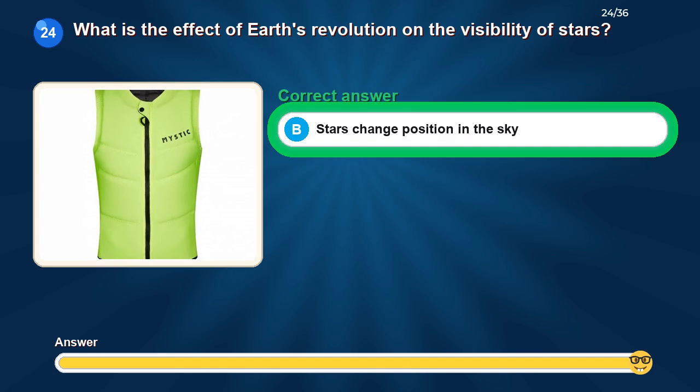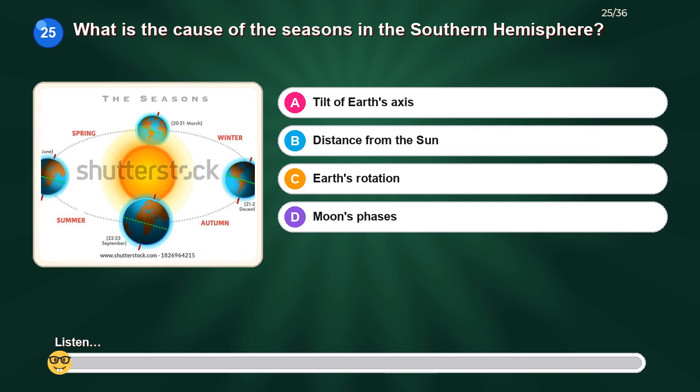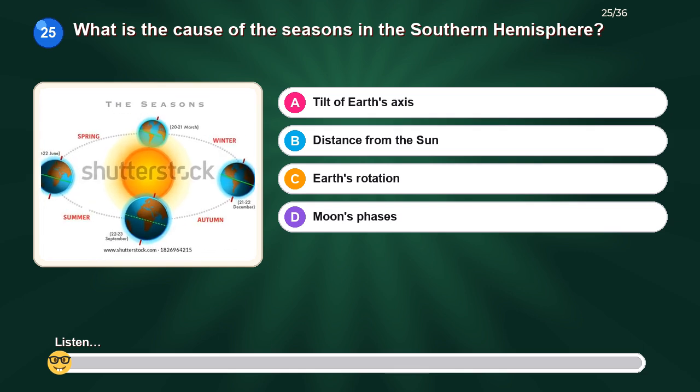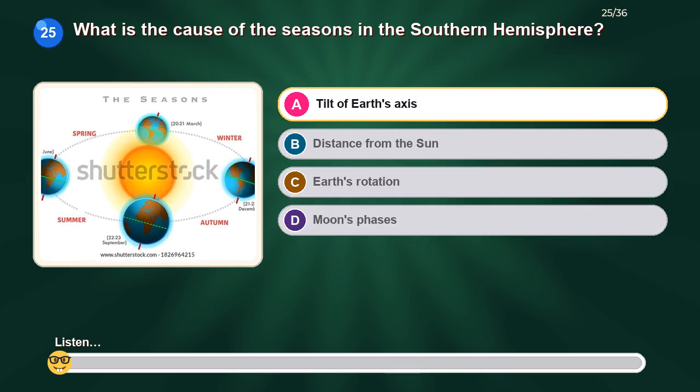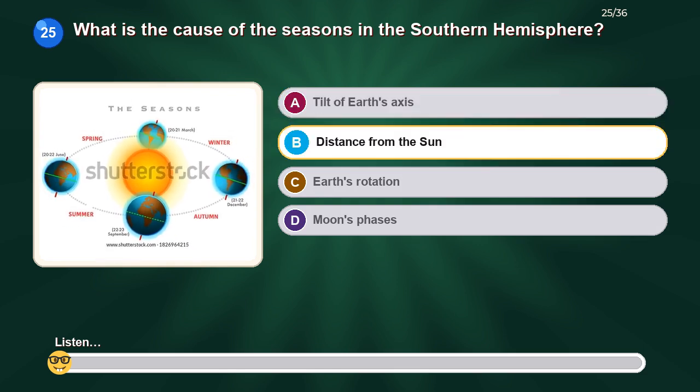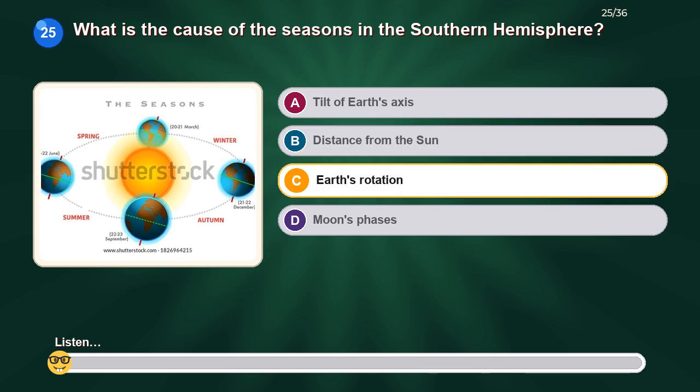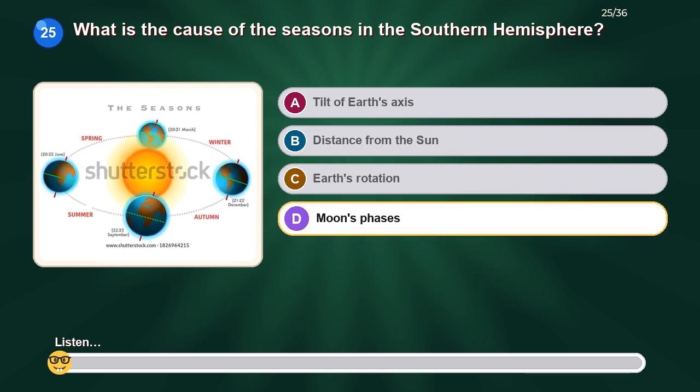The correct answer is, stars change position in the sky. What is the cause of the seasons in the southern hemisphere? Option A. Tilt of Earth's axis. Option B. Distance from the sun. Option C. Earth's rotation. Option D. Moon's phases.